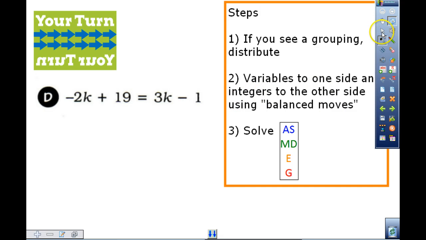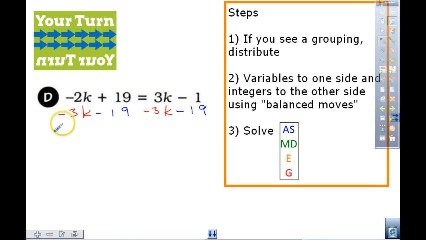Okay, so I see a lot of people have already subtracted 19 on both sides. You've already subtracted 3k on both sides.